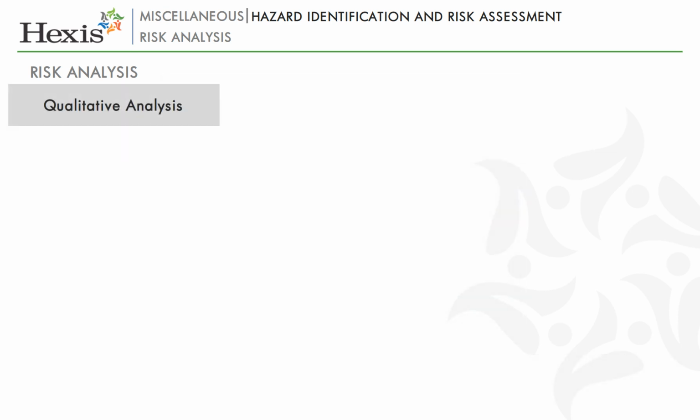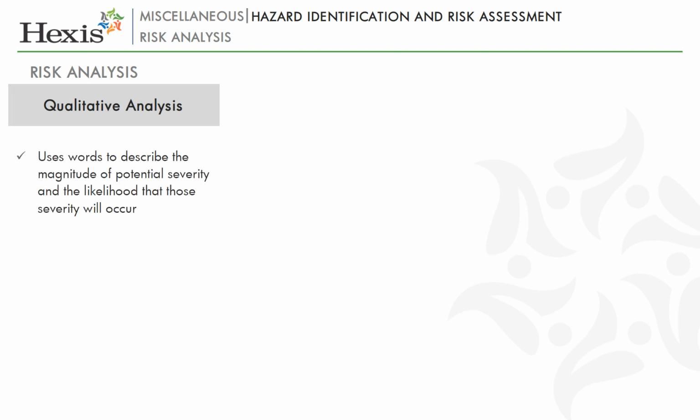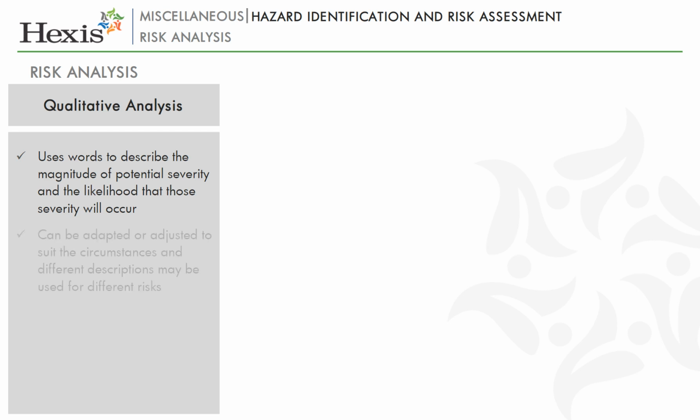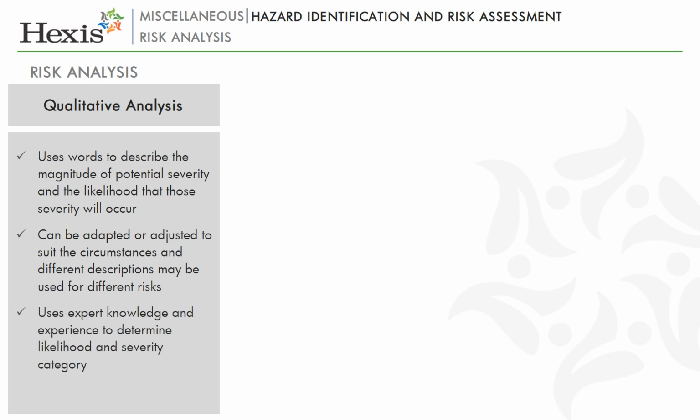A qualitative analysis uses words to describe the magnitude of potential severity and the likelihood that those severities will occur. These scales can be adapted or adjusted to suit the circumstances, and different descriptions may be used for different risks. This method uses expert knowledge and experience to determine likelihood and severity category.